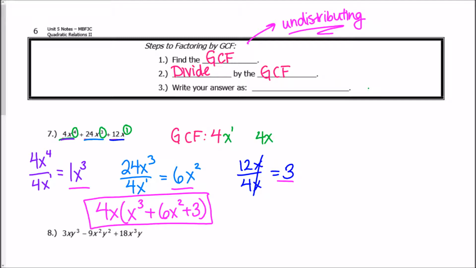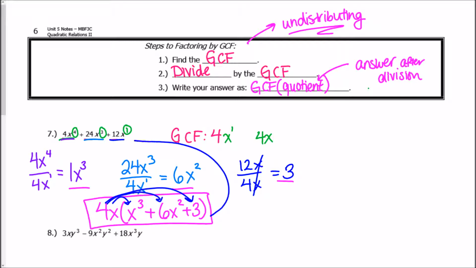Okay, so when you factor by GCF, you're going to write your answer as the GCF times the quotient. And just a reminder that the quotient is your answer after you divide. Now, if I were to go through and distribute this 4x through right here, I would get this answer up here. So if you want to do that as a check, you absolutely can. Just be aware that this right here is the final answer.